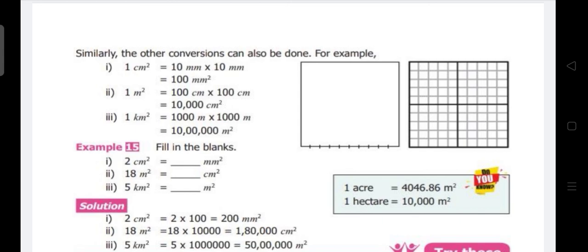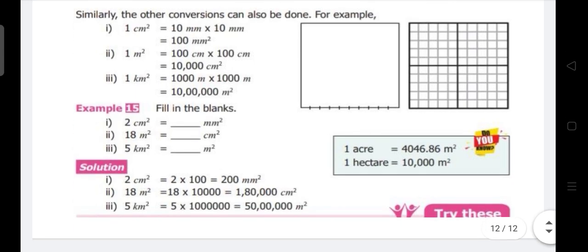2 centimeter square is equal to 200 millimeter square. 18 meter square is equal to 1,80,000 centimeter square. 5 kilometer square is equal to 50 lakh meter square.